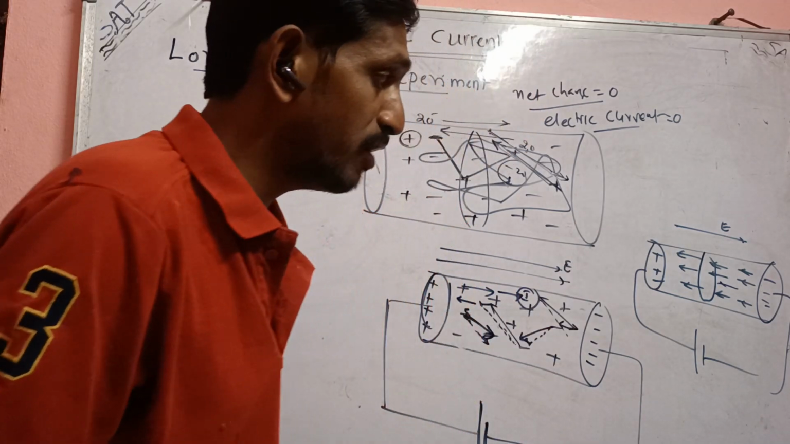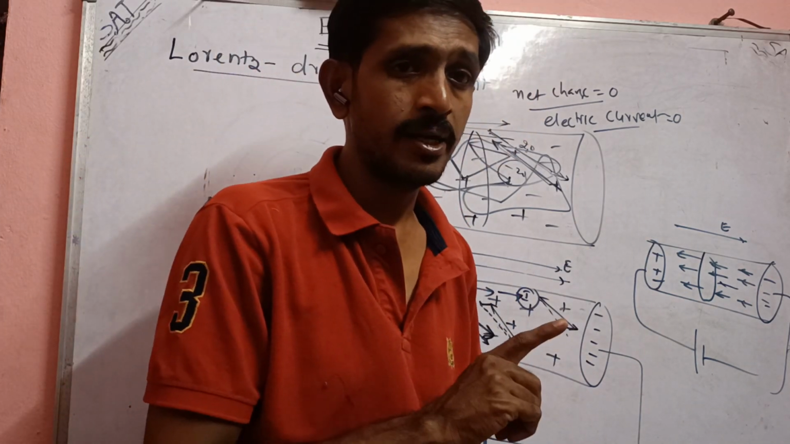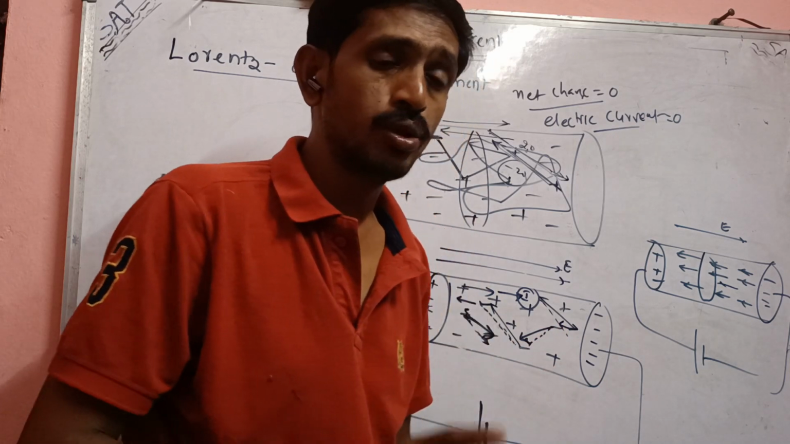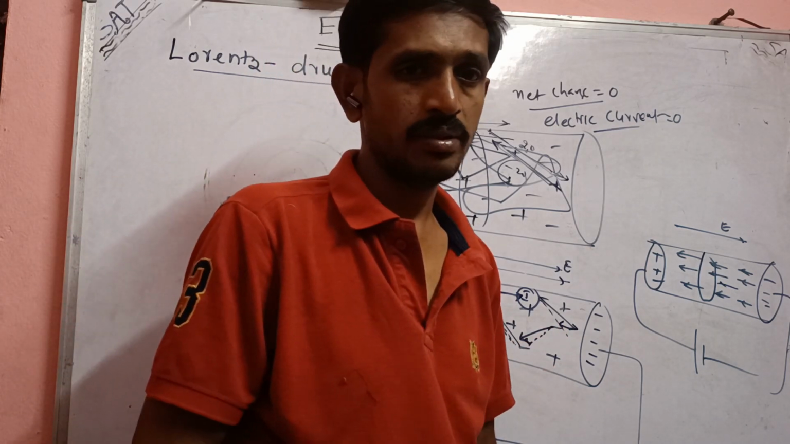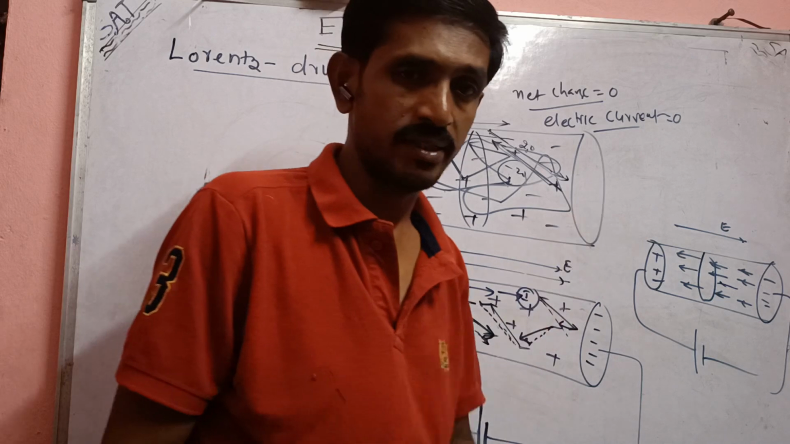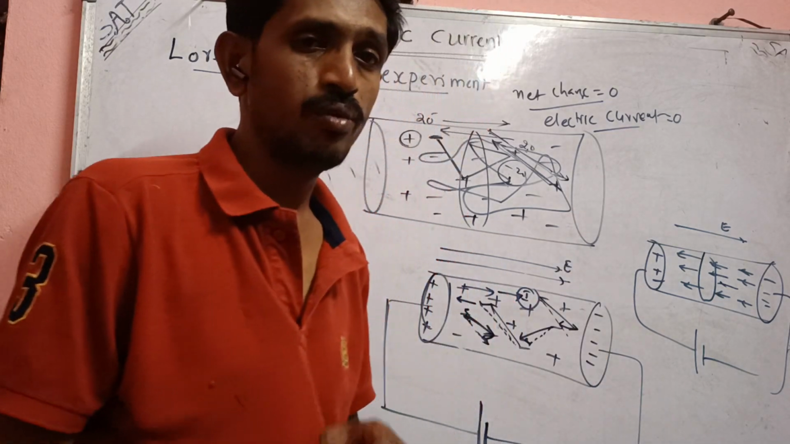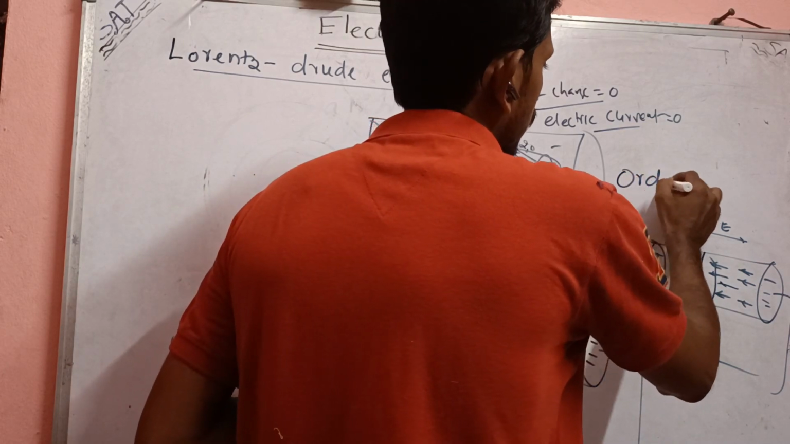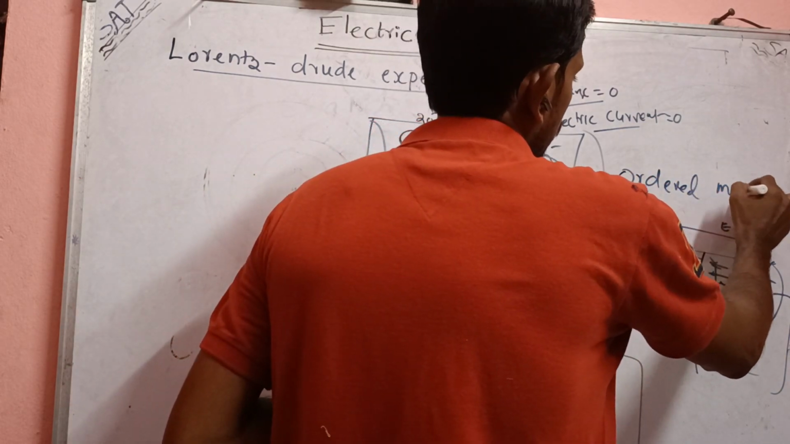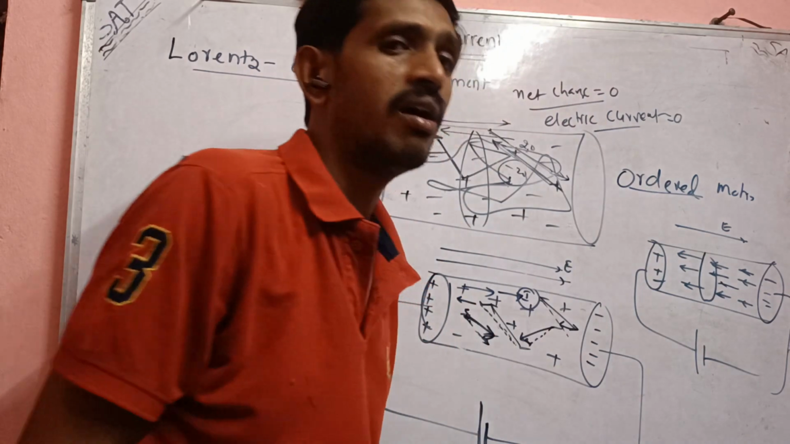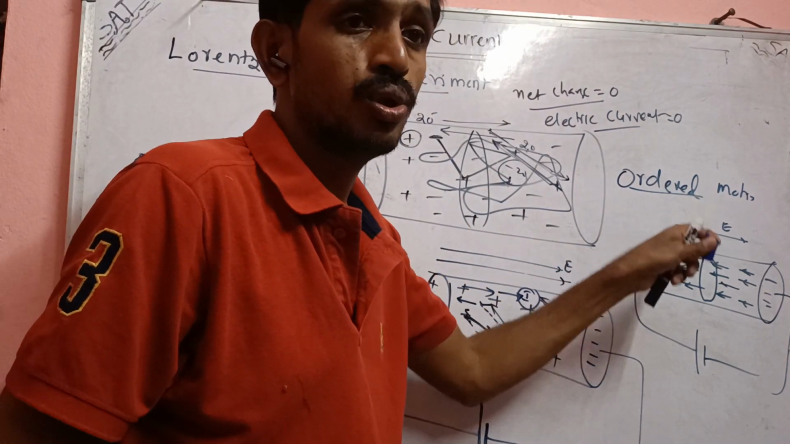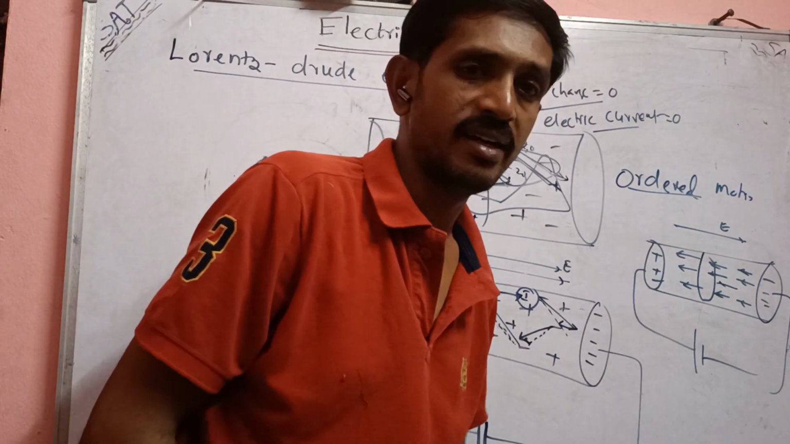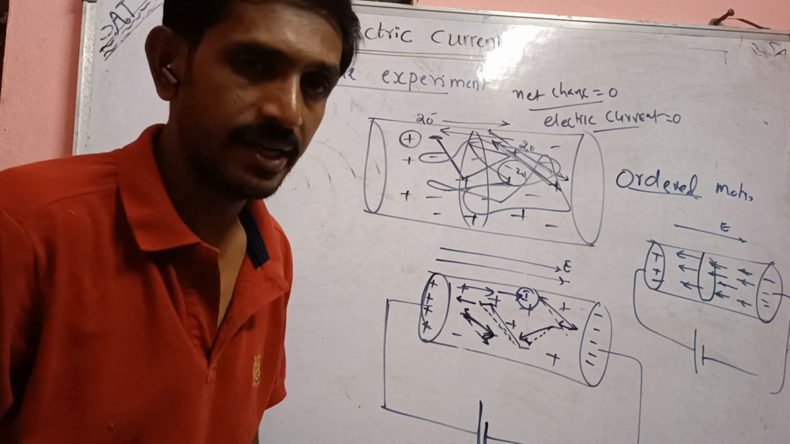Yes, so if you want current to flow in the conductor, all electrons should move in a specified direction, an ordered motion direction. In the textbook, they use the one word: ordered motion. The electrons are moving in an ordered direction, so that there is a current in the conductor. That is the definition of electric current.